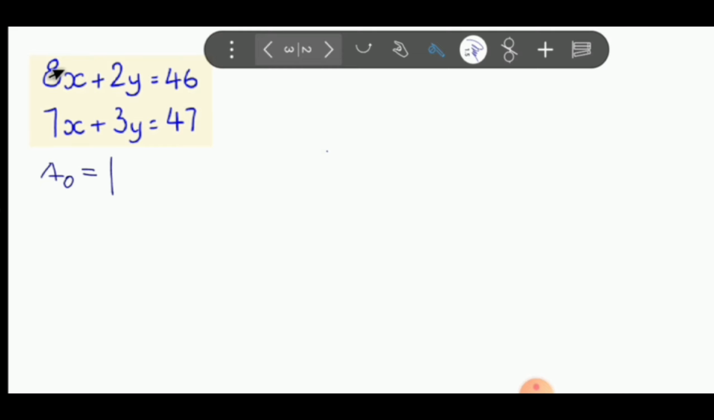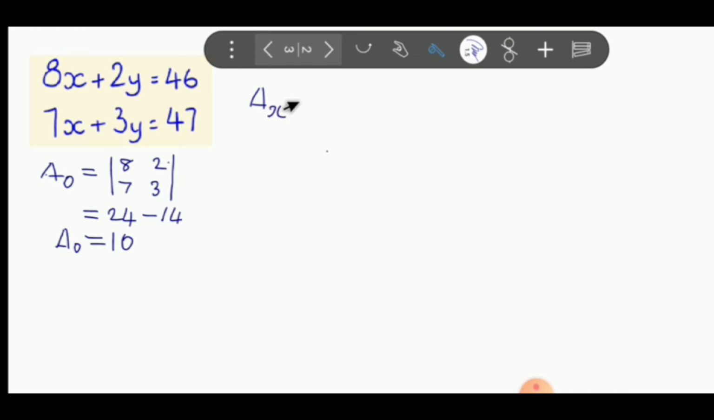the coefficient of s is 8, while the coefficient of s here is 7. So we say 8, 7. Here is 2, here is 3. So here will be 8 times 3, that's 24. 2 times 7, that's 14. 24 minus 14 will give us 10. So change in naught is equal to 10. Then now let's look for change in x.